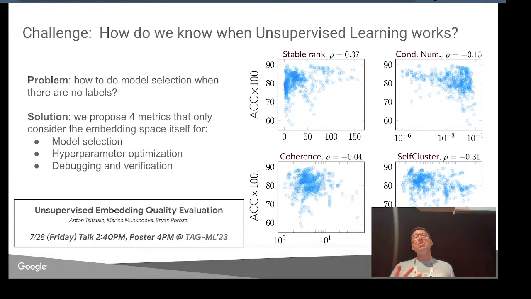There are all these different criteria that we could use to try and figure out when unsupervised learning works in an unsupervised way. And so we examined some linear algebra methods that seem to correlate pretty well with task performance in this paper. It'll be in the TAG ML workshop on Friday.